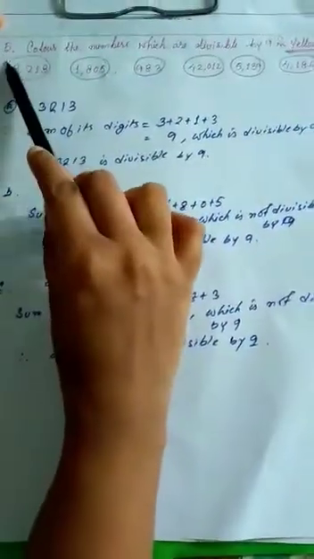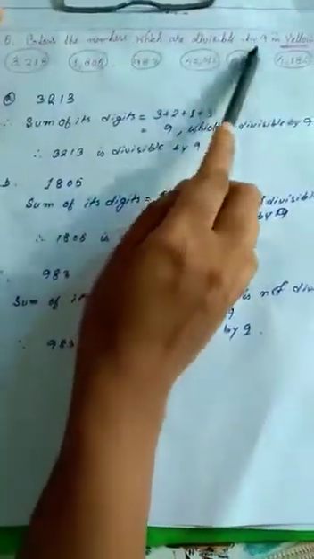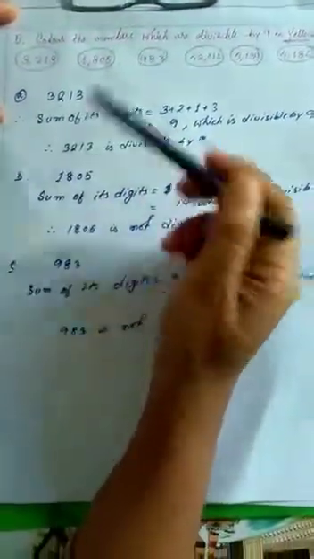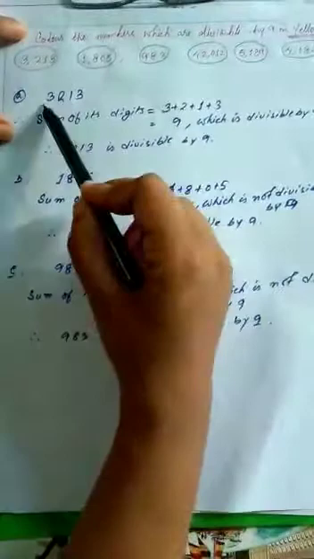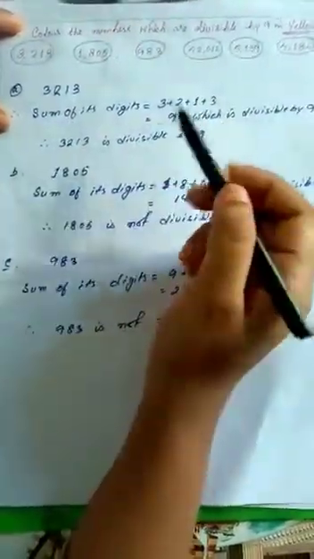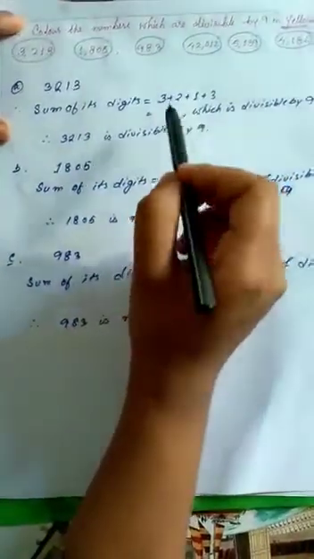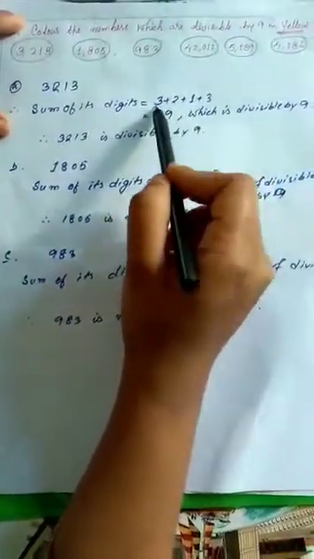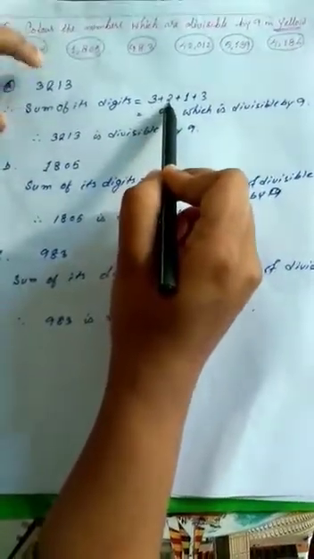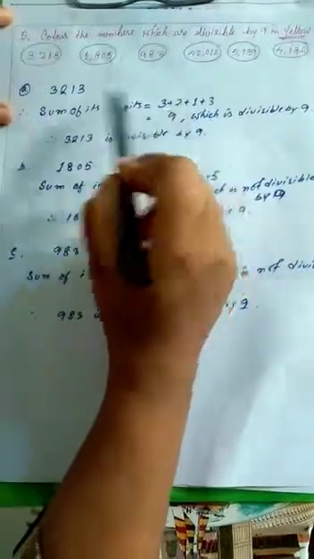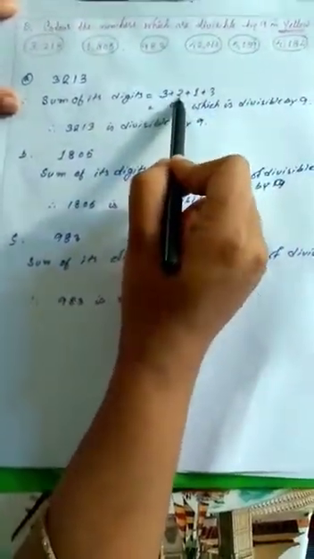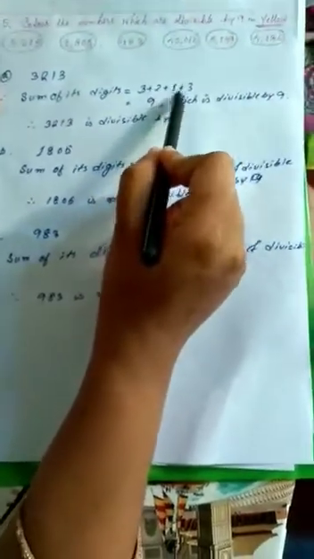So next, question number 5 is to color the numbers which are divisible by 9 in yellow. We have to color with yellow, but at first you check, and only then you color. The first number is 3213. We have to find the sum of its digits by adding all the digits. 3 plus 2 is 5, 5 plus 1 is 6, 6 plus 3 is 9.